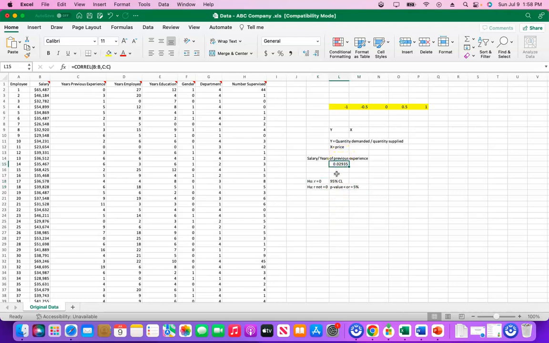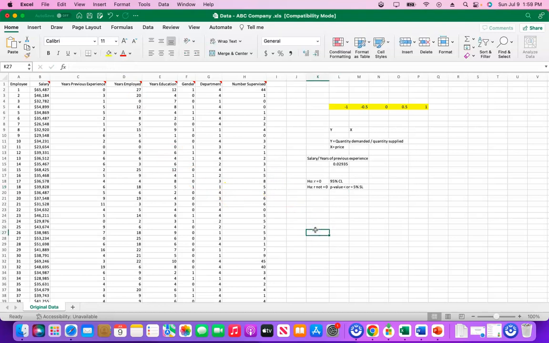this 0.02935 is significantly different from 0, and that will be proved by the probability value. And we can say that the correlation is significantly not 0 if that probability is less than or equal to the significance level. So let me write here, significance level.